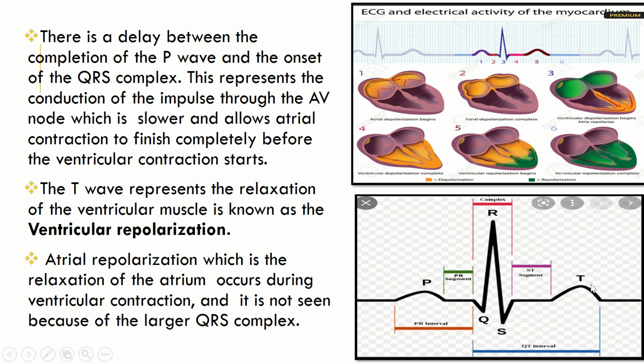Here you can see one wave. This is the ventricles starting to repolarize. So that wave is called the T wave. Okay. So the atrial repolarization, which is the relaxation of the atrium, occurs during the ventricle contraction, and it's not seen because of the larger QRS complex.